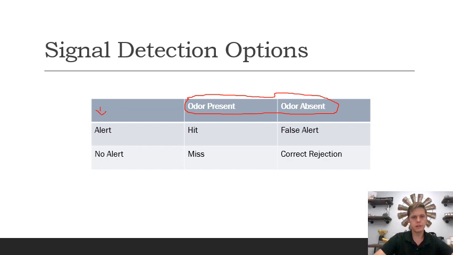If the dog alerts and the odor is truly present, this is called a hit. If the dog alerts and the odor is truly absent, we call that a false alert. If the dog does not alert, but the odor really was present, then the dog misses. And if the dog doesn't alert and the odor was actually not there, this is also a correct answer, but we call it a correct rejection. So these are the key terminologies that will come up over and over again in signal detection theory. Let's dive into that a little bit more.